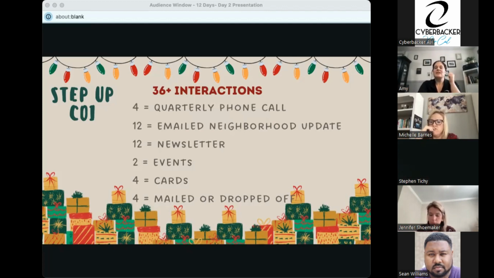Everyone in your database should get that quarterly phone call. We've talked about that like 20 times already between yesterday and today. There is nothing that replaces a phone call. You can try other interactions. You can say, Amy, I'm afraid of the phone, can I text them? Yes, you can, but it's not going to yield the same results as picking up that phone and calling them on a quarterly basis. In addition to that quarterly phone call, they should get 24 emails per year.